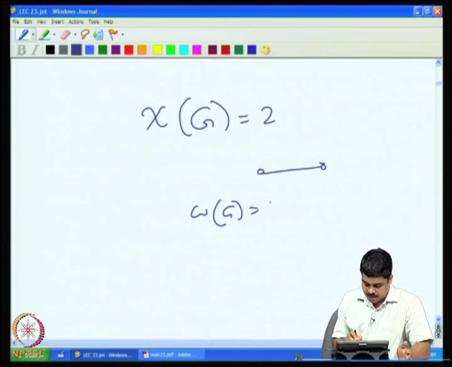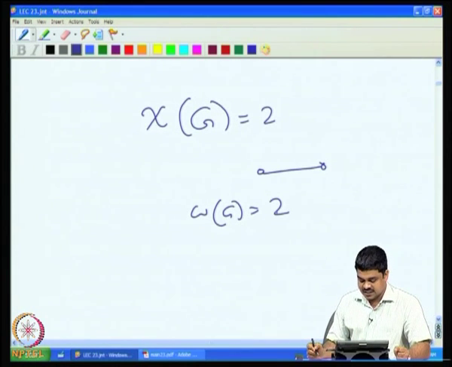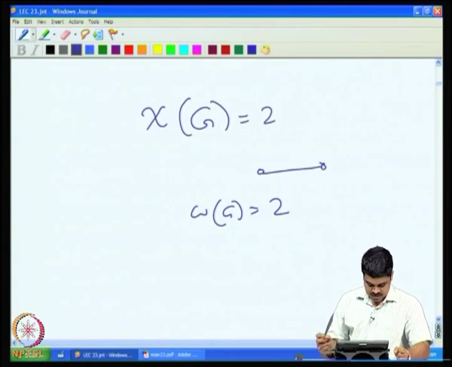So, it is trivial, right, for bipartite graphs, the trivial examples of perfect graphs. Though it looks like it is cooked up, the entire class of bipartite graphs happens to be perfect graphs. So, it is not so bad, right, it can capture a lot of graphs.